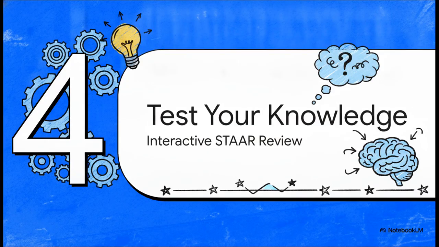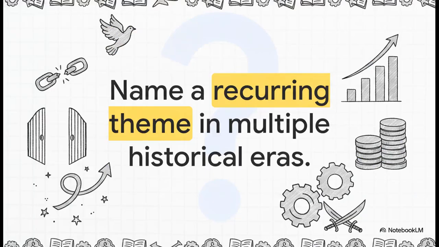Which brings us to Section 4, Test Your Knowledge, Interactive STAR Review. Let's do this. I'm going to challenge you to actively think about the answers to these questions right now. Let's see what you've got. Here's question number 1. Name one theme that appears in more than one historical era. Do you have one in mind? Great job. Whether you thought of freedom, conflict, expanding opportunity, or economic growth, you are right on the money.